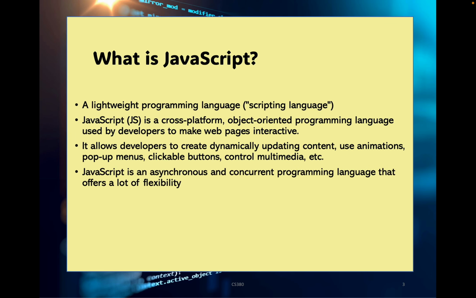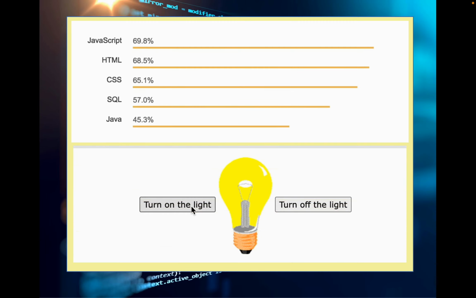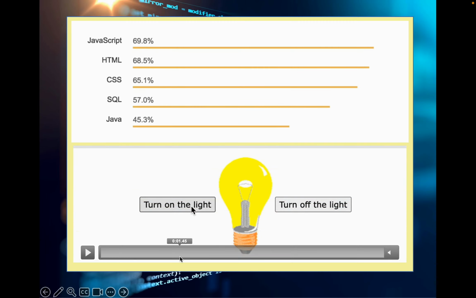JavaScript is an asynchronous and concurrent programming language that offers a lot of flexibility. It has a lot of benefits, but it has some limitations also. We're going to discuss it later. If you ask how popular JavaScript is, you can see in the chart, it is highly popular among developers, at 69.8%, and the rest come afterwards, like HTML, CSS, and so on.